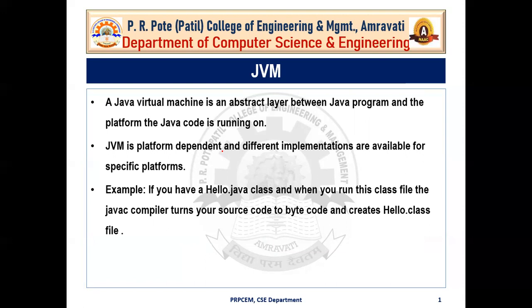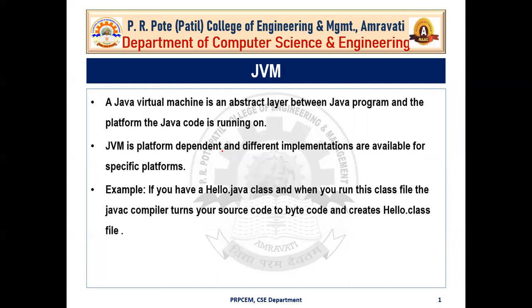Okay, so JVM is platform dependent and different implementations are available for specific platforms. Okay, and what I told you before, the javac compiler does not convert Java code directly to machine code like other compilers do. It means that bytecode is intermediate code, which means humans cannot understand this code, and this code is not machine or platform dependent.